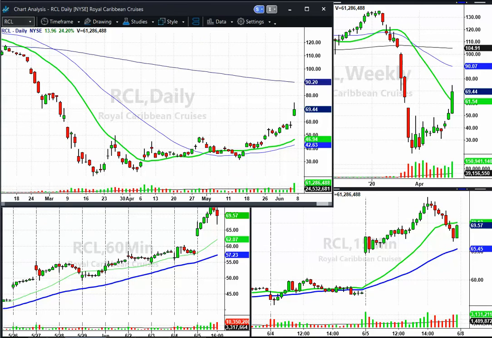All right, first up, RCL, Royal Caribbean Cruises. Here's the daily chart. I expanded it. You can see here that in my previous video, I talked about how I wanted to short this thing if it could break above these pivots with any sort of force. And you can see it did here, and it just kind of wandered along.